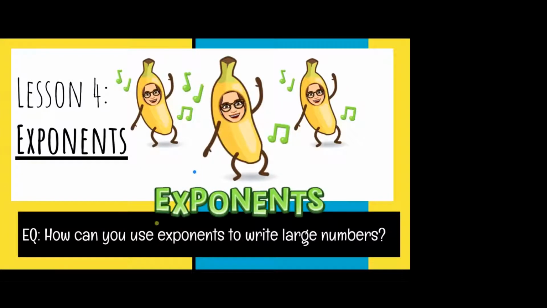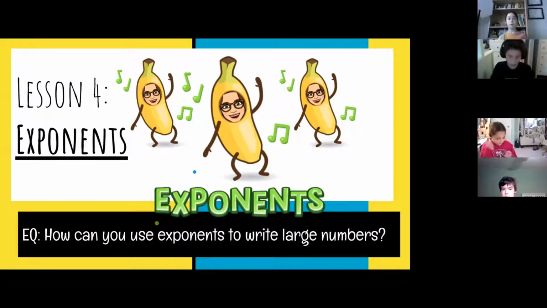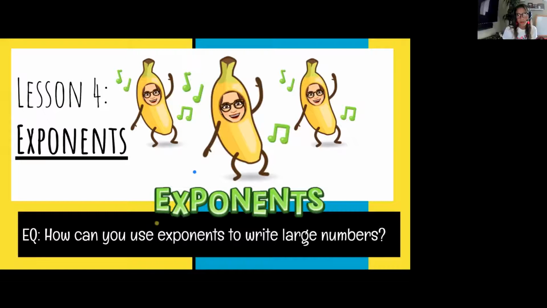And we are live. Today's lesson, lesson 4, is on exponents. This may be a completely new topic for you, but I promise you that exponents are super duper fun and they're pretty easy. All right? So our essential question for today is, how can you use exponents to write large numbers? Why don't we write that down in our notebook.